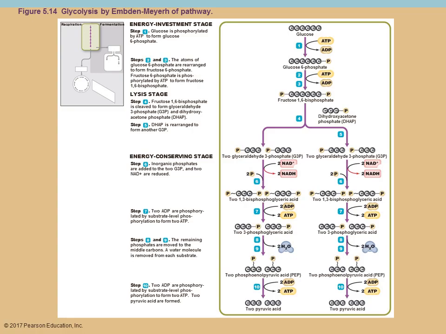You're going to lose a water molecule. You're going to shift that phosphate group around, eventually end up with phosphoenolpyruvate. Then you're going to have another set of ADP come in and take that phosphate group off. It leaves as ATP, and you now finally have pyruvic acid.